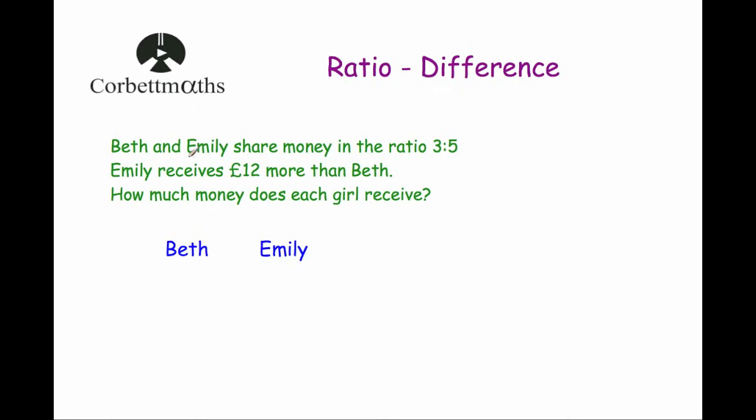Hi, welcome to this Corbettmaths video on ratio, and we're going to look at a particular type of ratio question today, and that is how to solve ratio questions where we've been given the difference between the two values in the ratio. So let's have a look at a typical question.